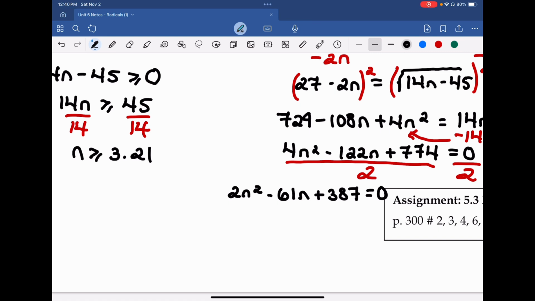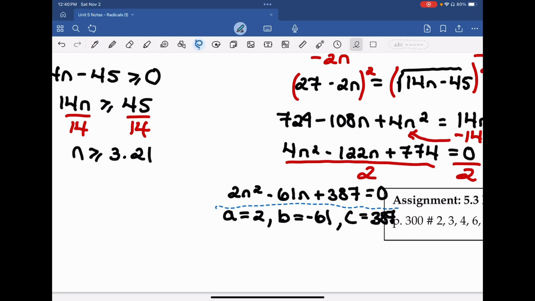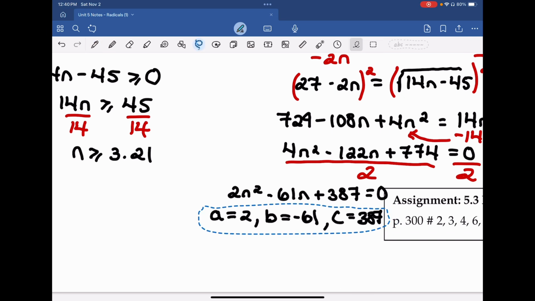Now what we're going to do is put this into the quadratic formula where a is equal to 2, b is equal to negative 61, and c is equal to 387. If you see these really big values like this, I would highly recommend you just use the quadratic formula, because the factors are not going to be nice, and you can't really factor by inspection when the value of a is greater than 1. So let's write that there.